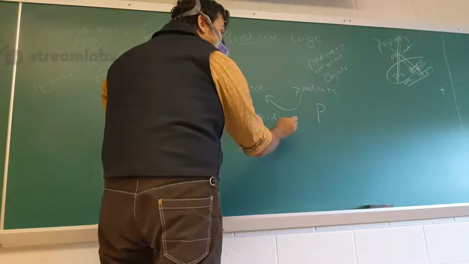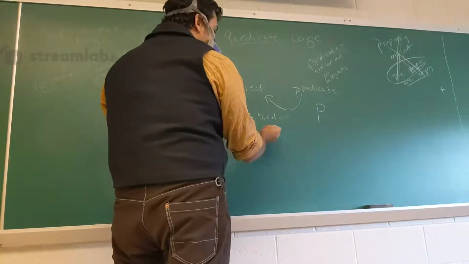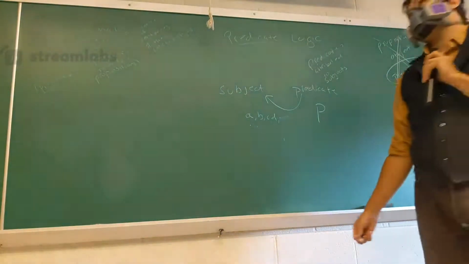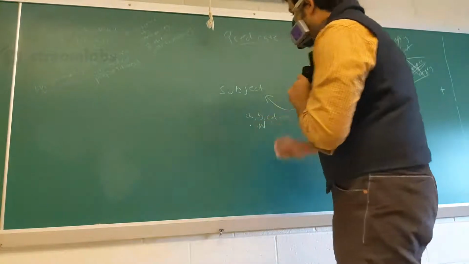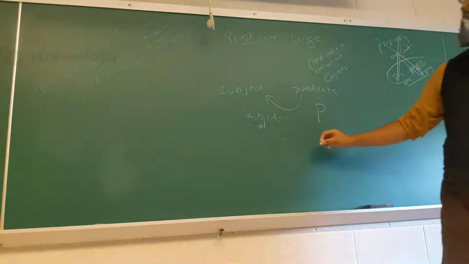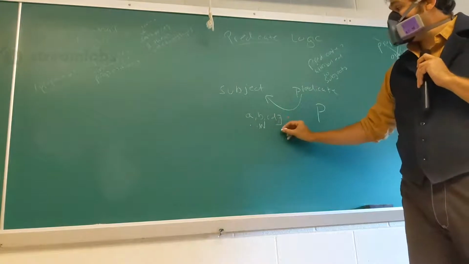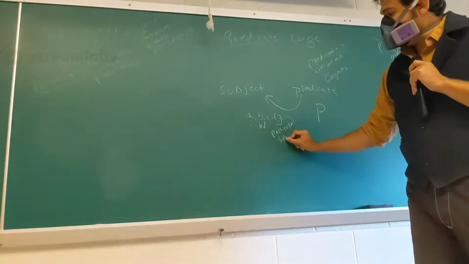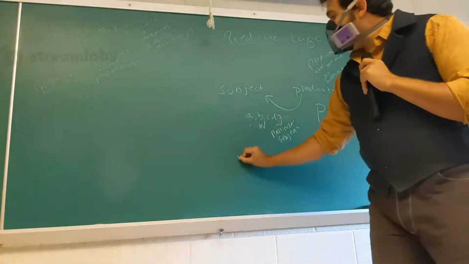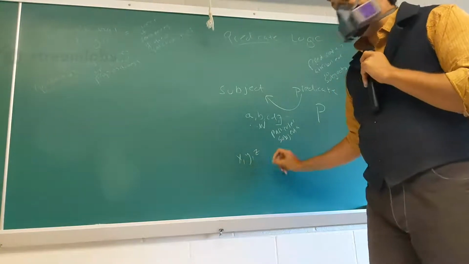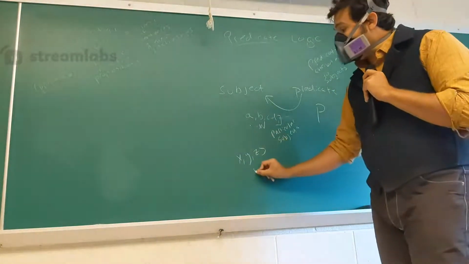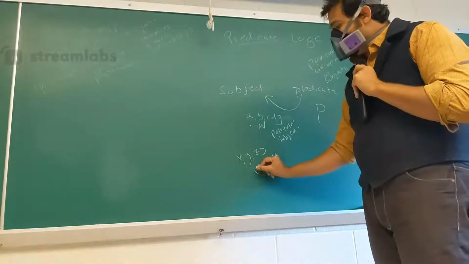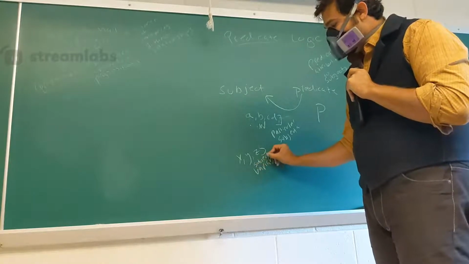All the way through to A, B, C, D, E, F, G, H, I, J, K, L, M, N, P, Q, R, S, T, U, V, W. A through W, lowercase, are going to be particular subjects. X, Y, Z are going to be variables. Let's just call them subject variables.